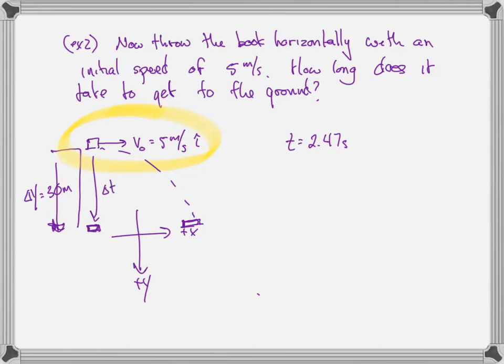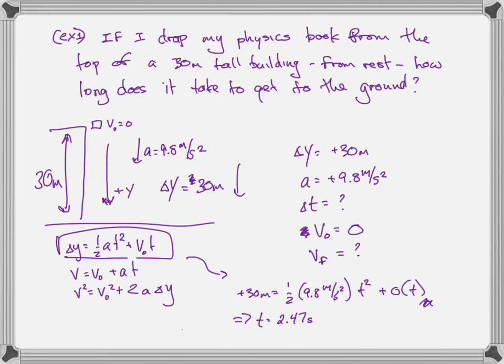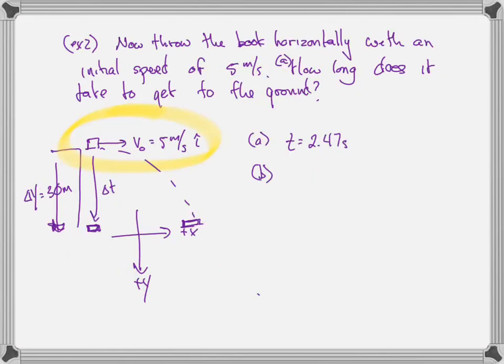So part A is how long it takes to get to the ground. And again, how do I know it's 2.47 seconds? Well, I can go ahead and just solve it this way. I can say, let's just solve for the motion in the y direction. We can solve for the motion in the y direction separate from the motion in the x direction. But part B is, where does the book land?